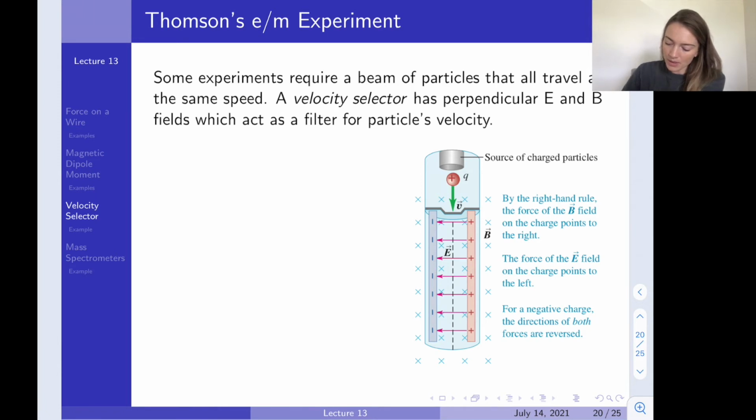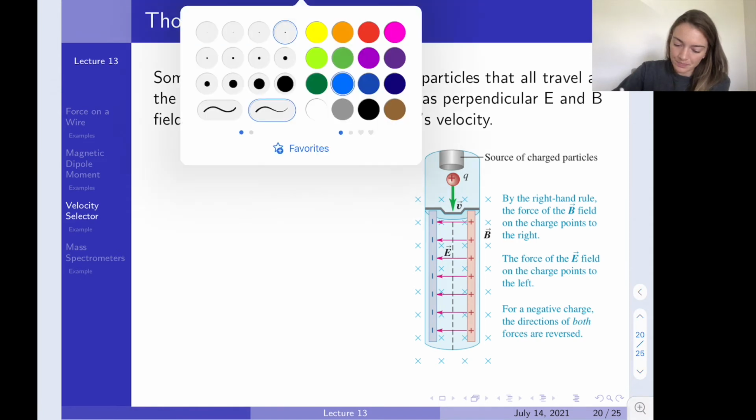What you have is two parallel plates, so that there's a uniform electric field in this area here. And then you also have a uniform magnetic field, in this case going into the page. As you shoot these charged particles through, it will basically pluck out only particles with a certain velocity. And now let's see how.